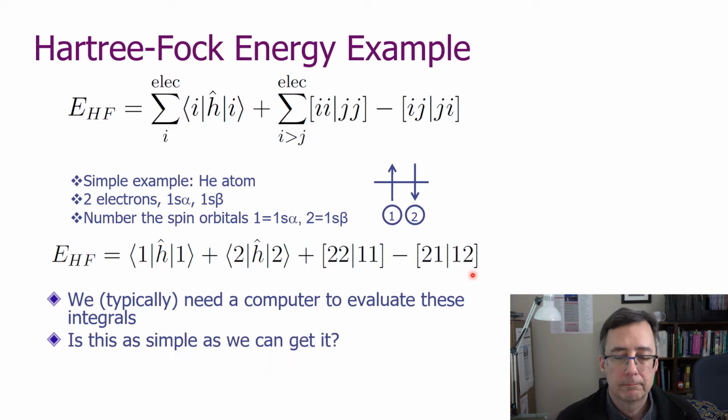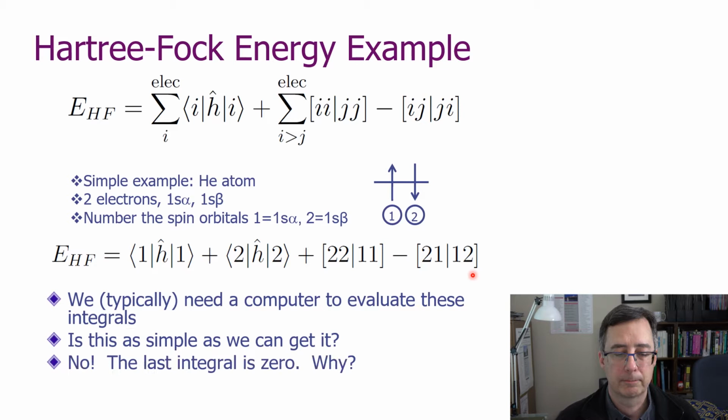Now, is this as far as we can simplify it before we hand it off to somebody who's good at calculus or a computer? Well, possibly we can do a little more work on this. So let's think about this a bit. Turns out, this last term winds up being zero. Is there any obvious reason for this?